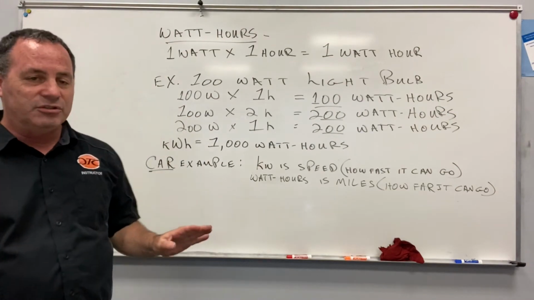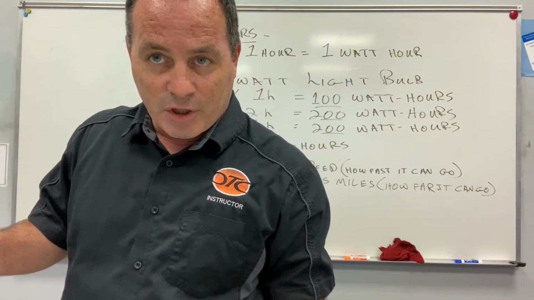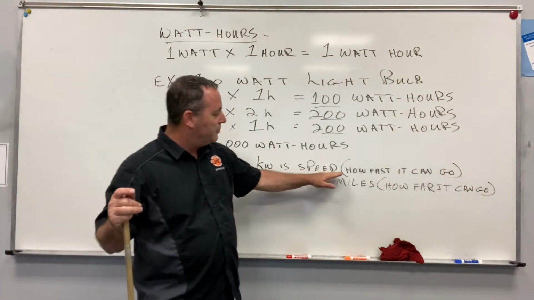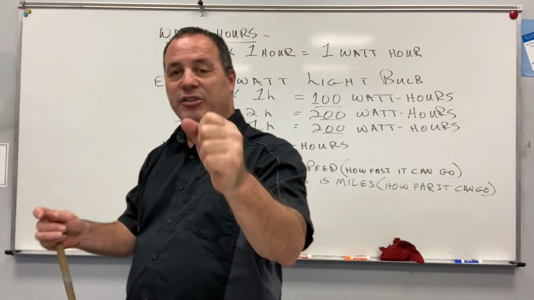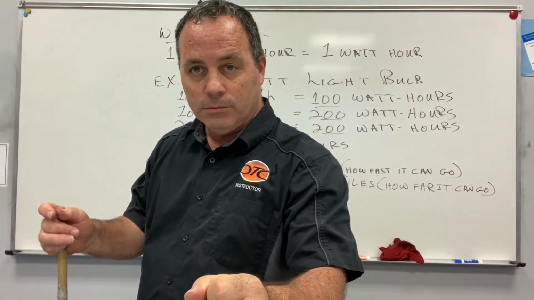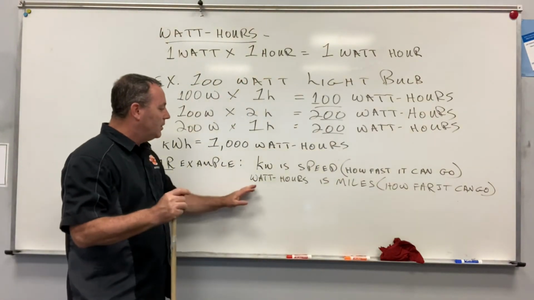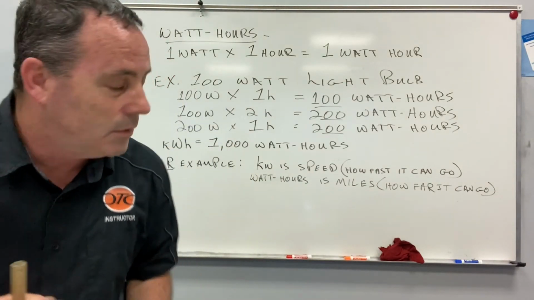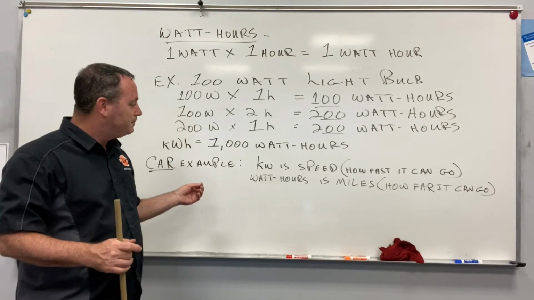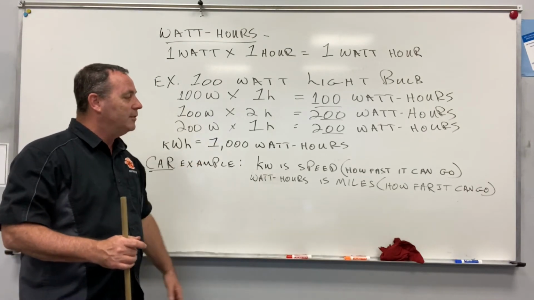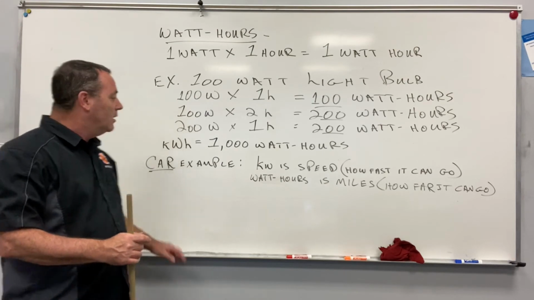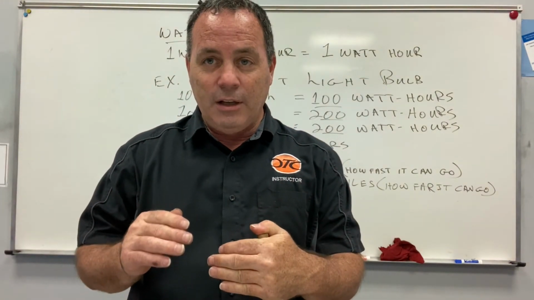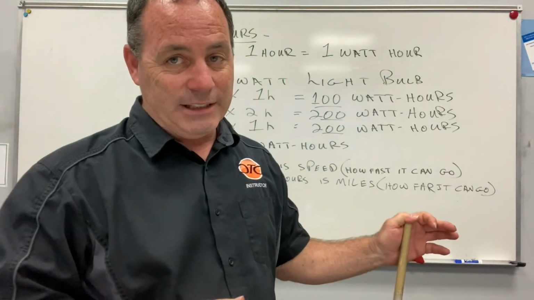So let's break this down, because some of you are auto guys, into an example of a car. A kilowatt is the speed, how fast it can go. The watt hours is the mileage, how far it can go. So we have power and speed, energy, and we have the distance it can be used. So that's how we break up kilowatt hours, okay? And the code word for this fourth code word is 8.